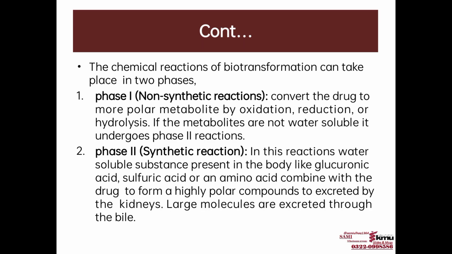Some are metabolized in the kidney, lungs and blood. The chemical reactions of biotransformation can take place in two phases: phase 1 and phase 2. Phase 1, non-synthetic reaction, converts the drugs to more polar metabolites by oxidation, reduction or hydrolysis. If the metabolites are not water soluble, they undergo a phase 2 reaction. Phase 2, synthetic reaction: water-soluble substances present in the body like glucuronic acid, sulfuric acid, and amino acid combine with the drug to form a highly polar compound. So it is excreted by the kidney; large molecules are excreted through the bile.